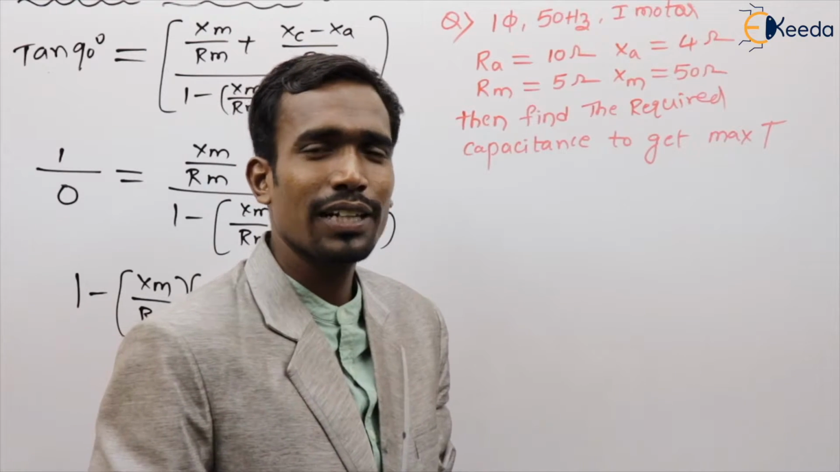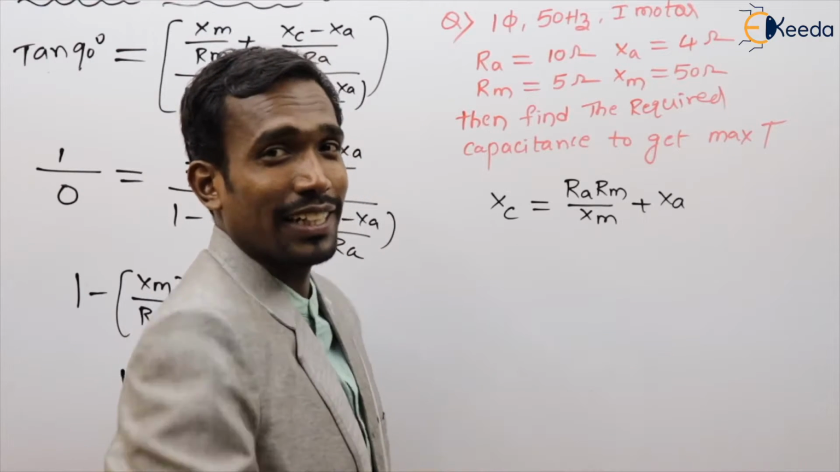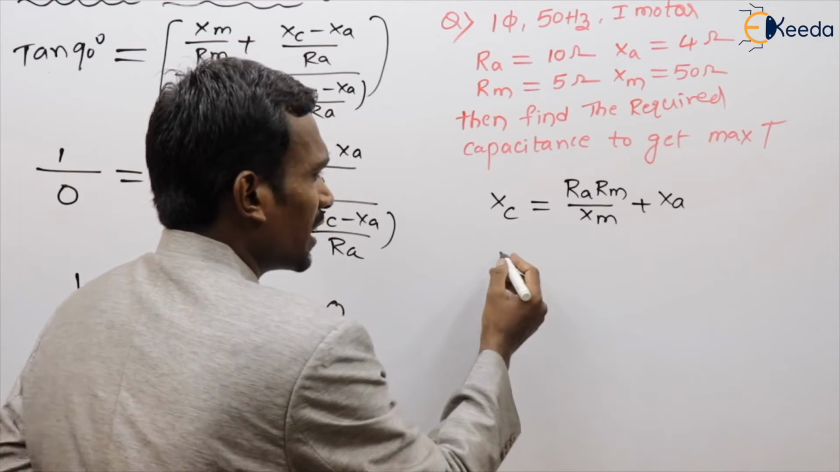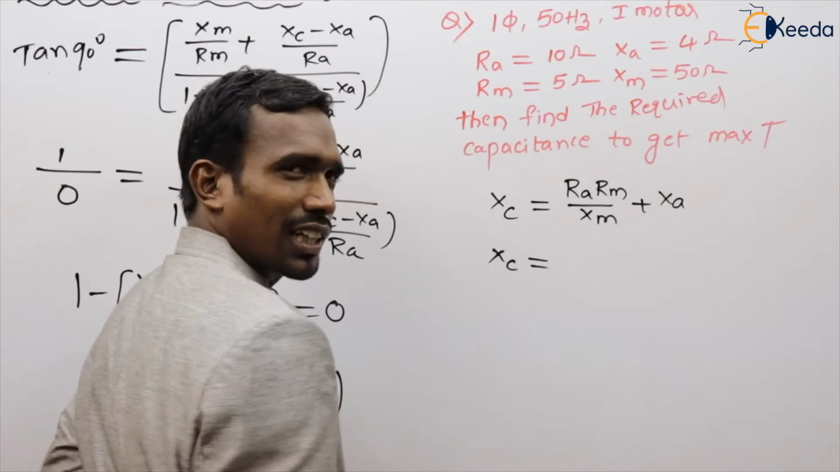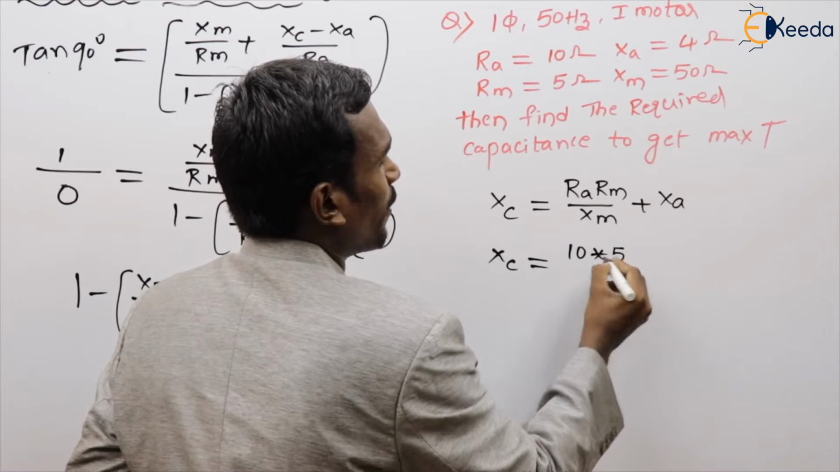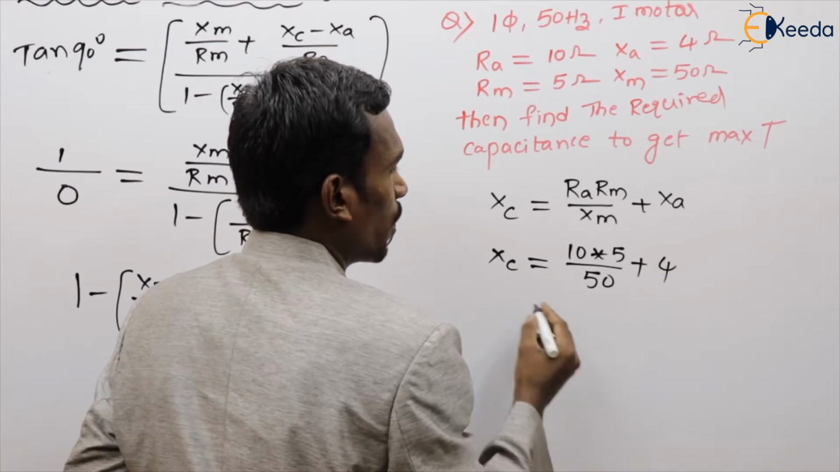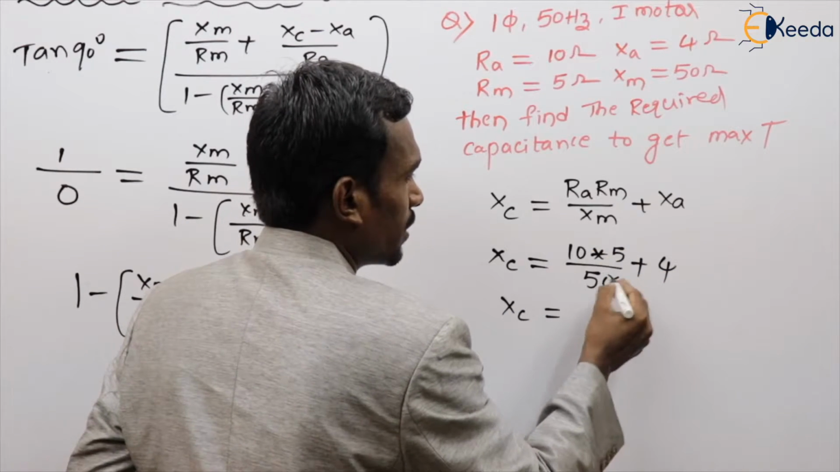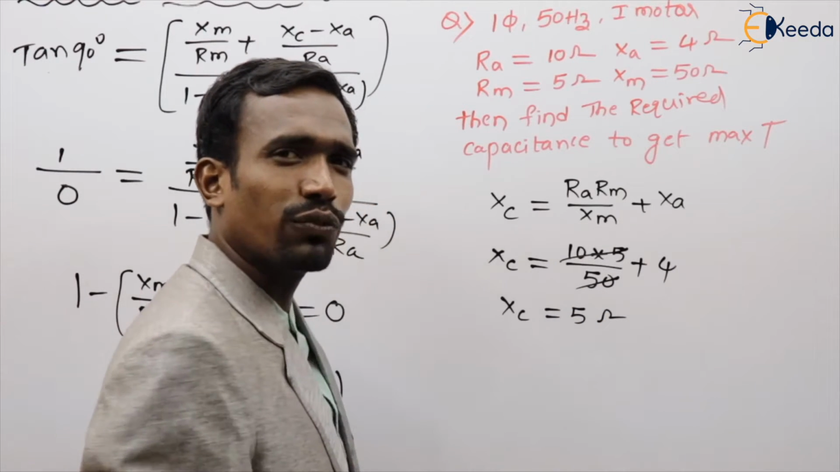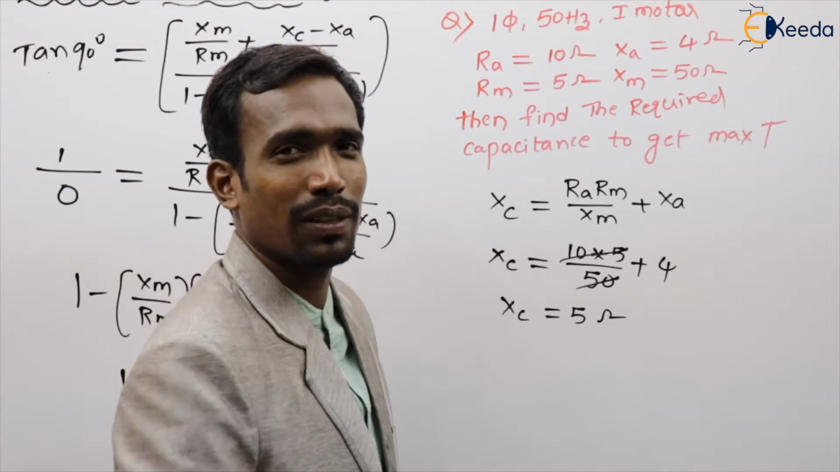Very important. Right? Pause the video. Do it. Are you done? Right. Let's check it. How many members got the correct answer? Generally, people finding this one, Xc is equal to Ra, what is Ra? 10. 10 into what is Rm? 5. 5 divided by what is Xm? 50, and plus what is Xa? 4. So what is the answer? Xc is equal to, these two get cancelled out, and 1 plus 4, 5. Actually 5. Xc is equal to 5 ohms, and option A is also 5 ohms in your question paper.